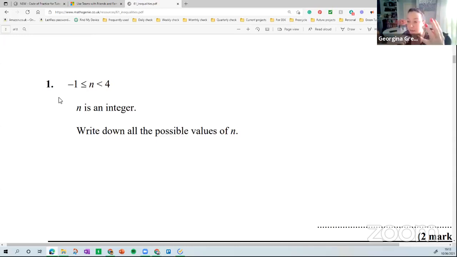So really that's saying that n fits somewhere between those 2 values, and the one that's less than or equal to, it just means that that one is included. So the values for n would start at -1 and then go up to 4, but not include 4. So the possible values of n would be -1, 0, 1, 2, 3.